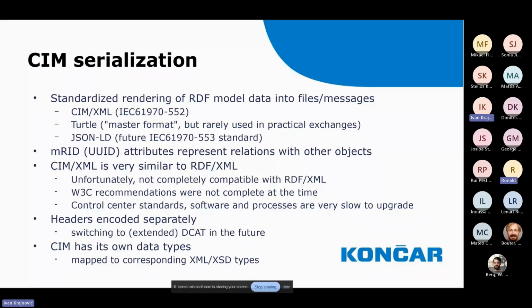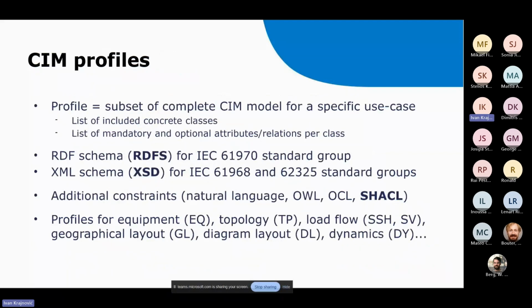And you have the CIM data types. So CIM has its own primitive data types, which basically correspond to XML types, but now need to be harmonized with JSON types. And sometimes the serialization, I mean, it has some flaws, especially with complex data types, but it's solvable.